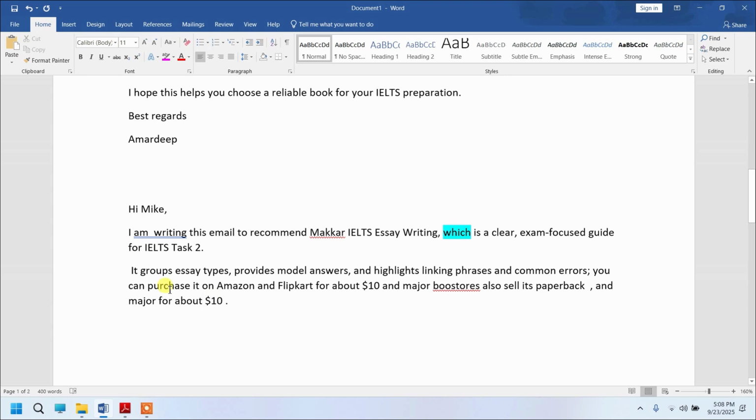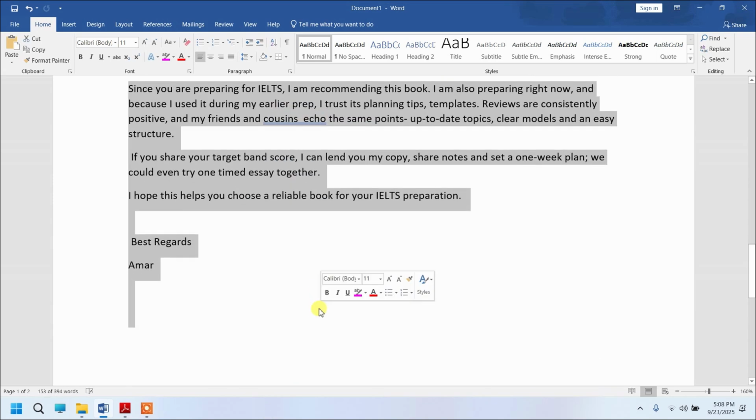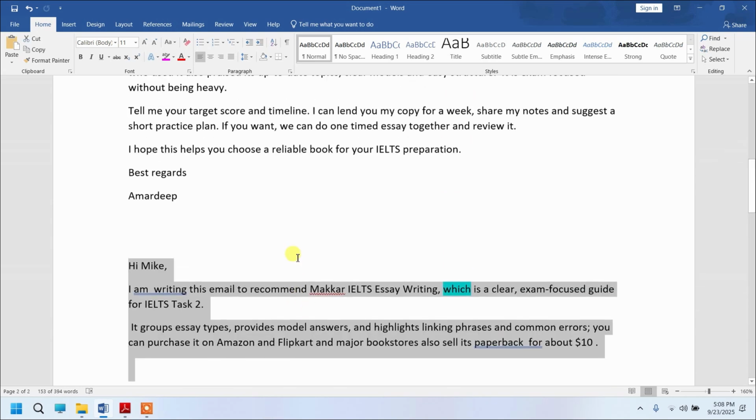Okay, that is up to you. You can write like that. Major bookstores also sell its paperback for around $10. Done. So how many words overall now? 153. I am still safe.